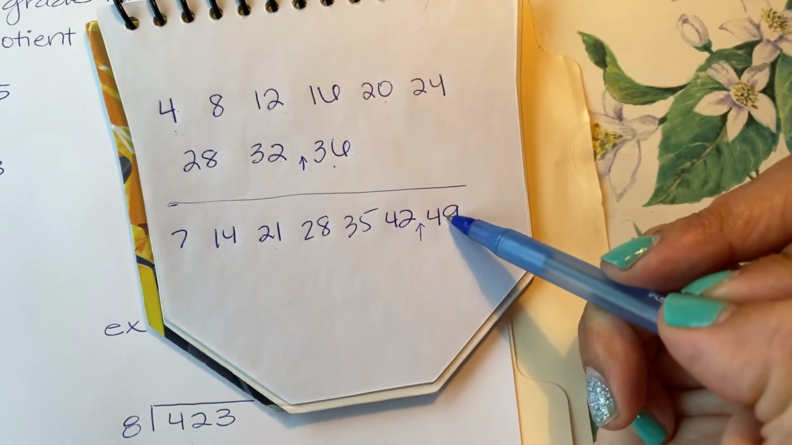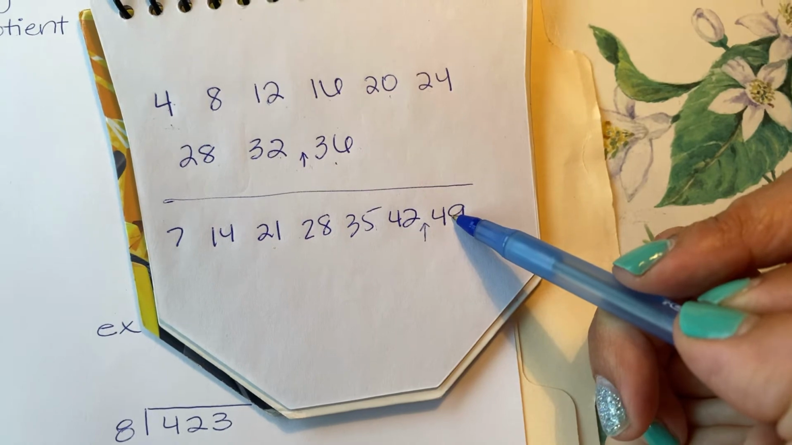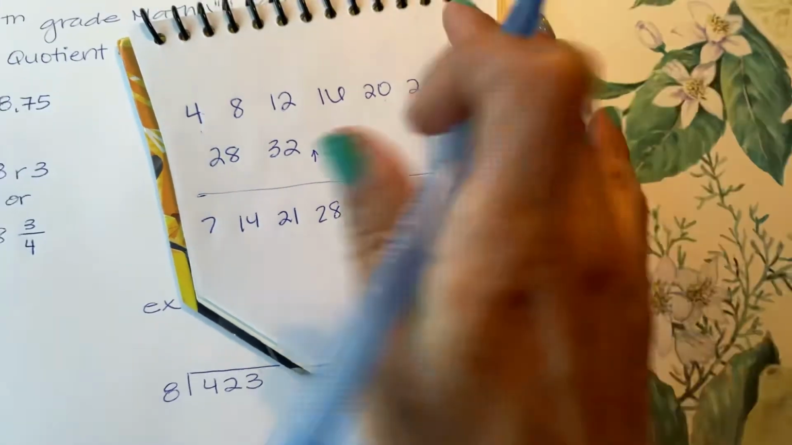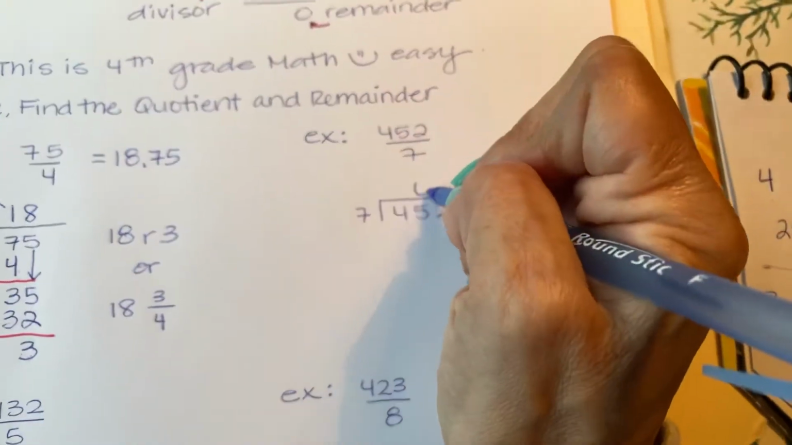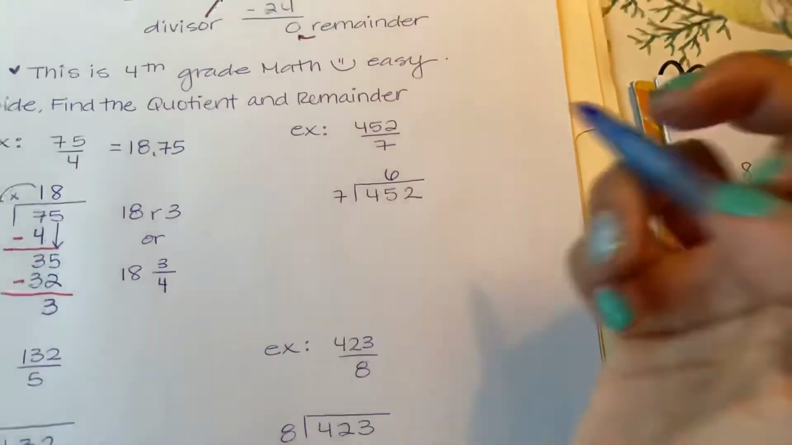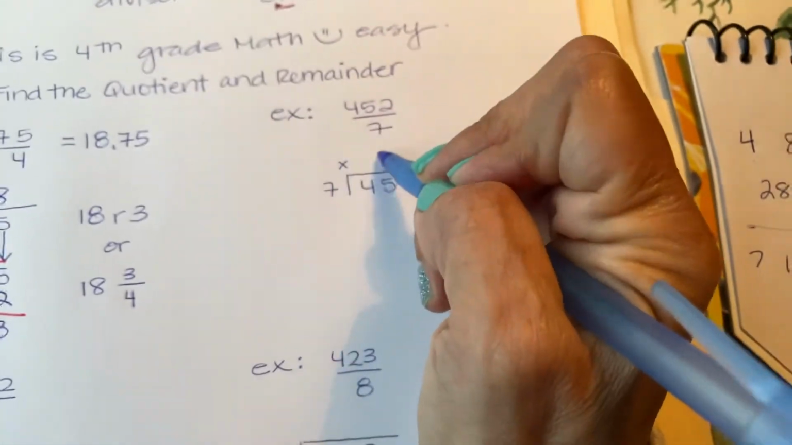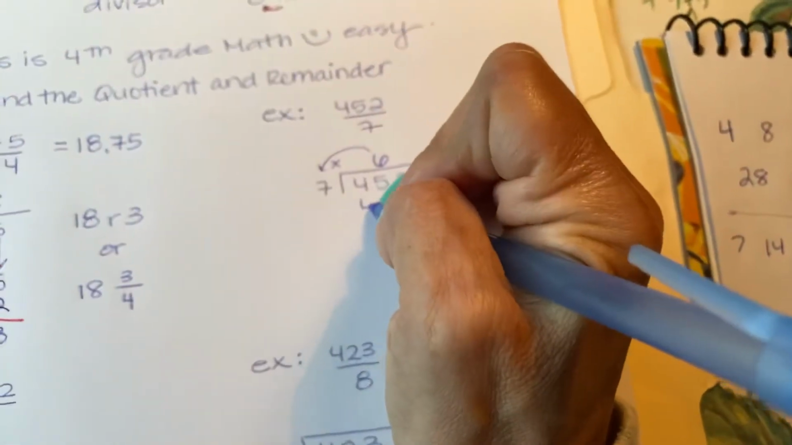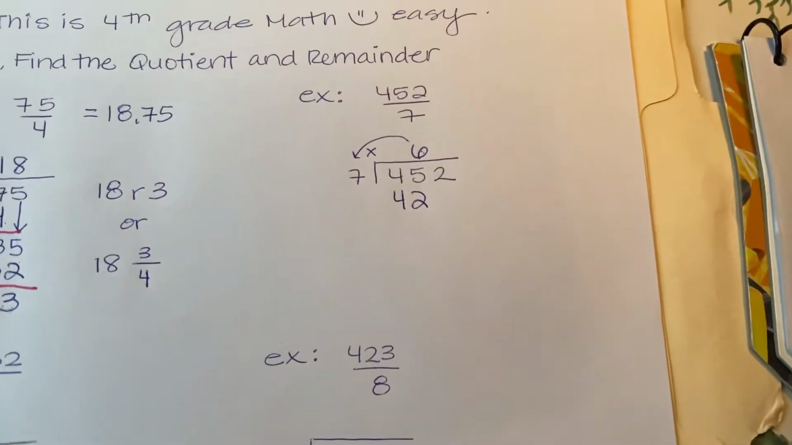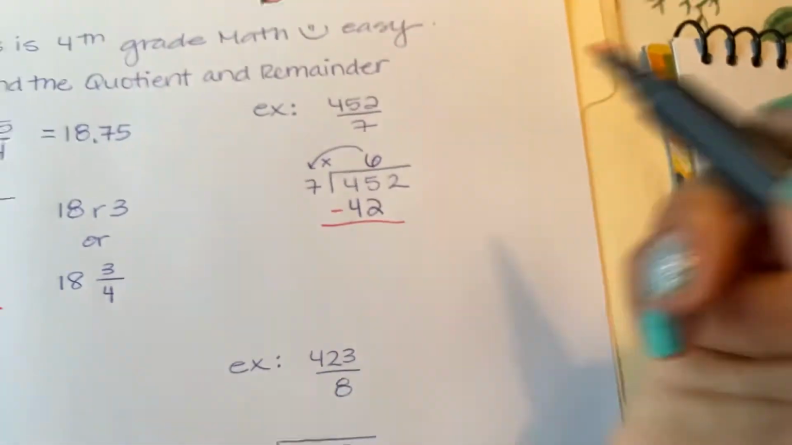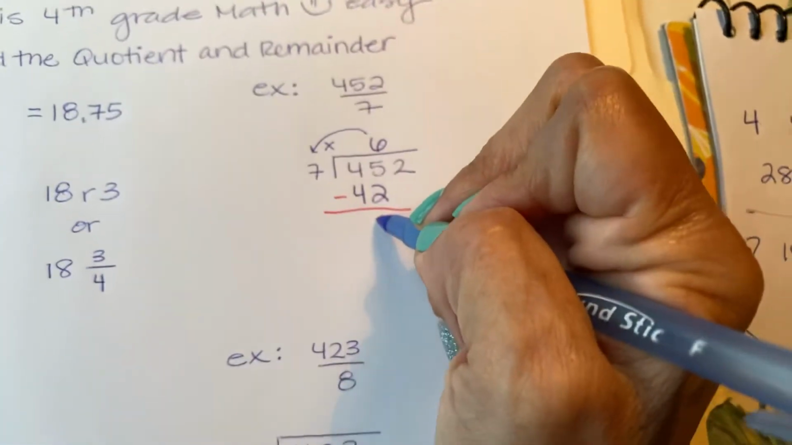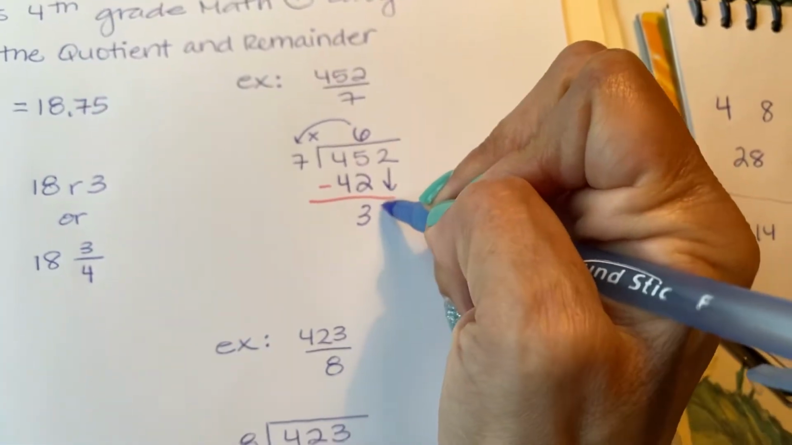So it can't be 49. That's too big, it surpasses it. Less is 42, so I can do less. That's 7 times 6, right? So I place my 6 above the 5. Remember, you multiply this way. So 6 times 7 is 42. And remember, you subtract vertically downward. So what's 45 minus 42? 3. And now go ahead and bring down the 2.